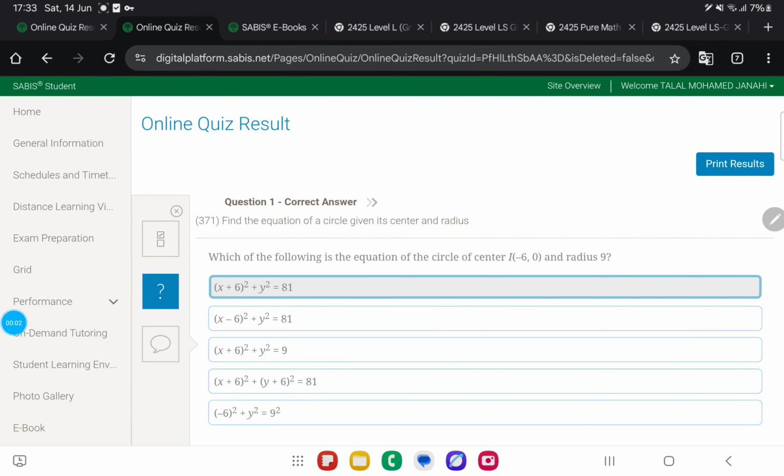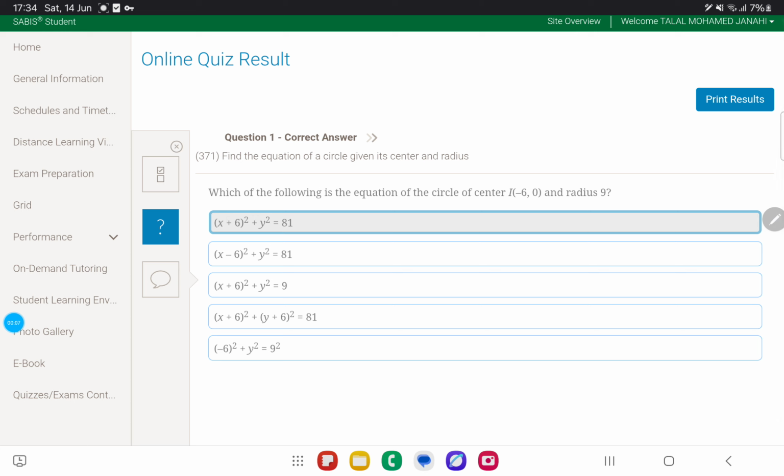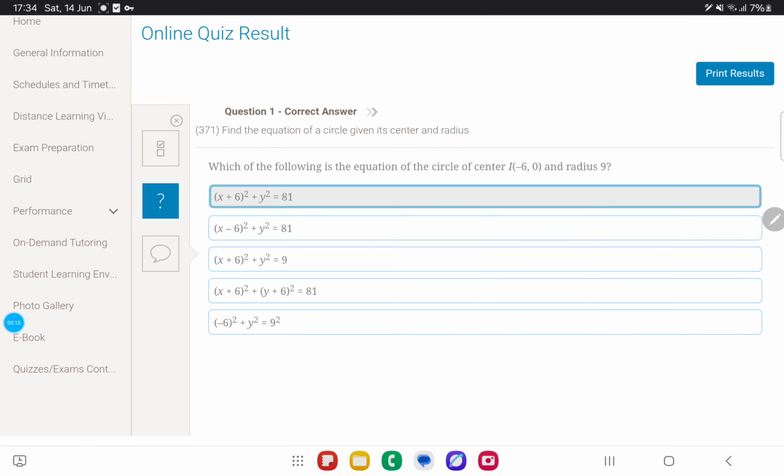Hey guys, today I'll be explaining the Pure Maths 12.1 quiz. It's all really easy. It might look hard at first, but it's really easy. You just have to implement a bunch of rules. So let's start with the first question.